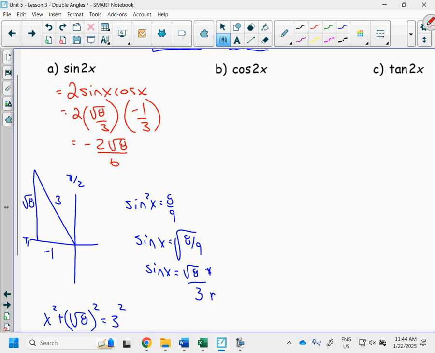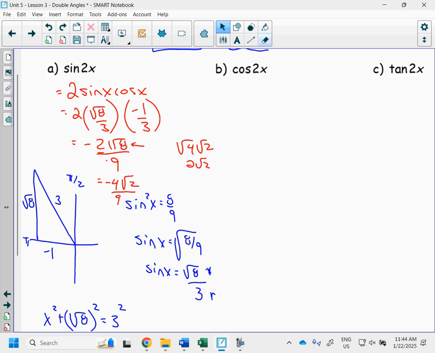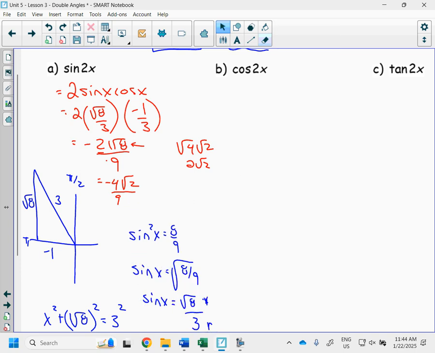Oh, 3 times 3 doesn't make 6, Mr. Casella. How about 3 times 3 is 9? Okay. Sometimes you'll see this answer broken down because root 8 actually breaks down. Right? Root 8 is made up of root 4 times root 2. So you could also write this as negative 4 root 2 over 9. That's the same thing. Our book sometimes does it and sometimes doesn't, so just be aware.